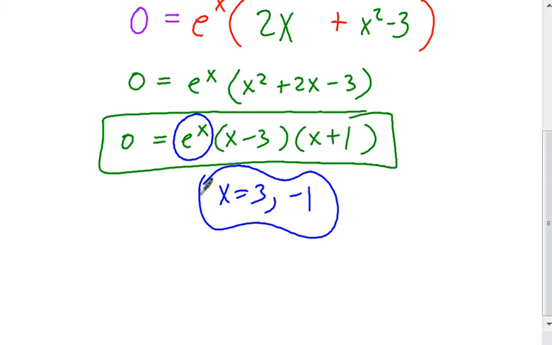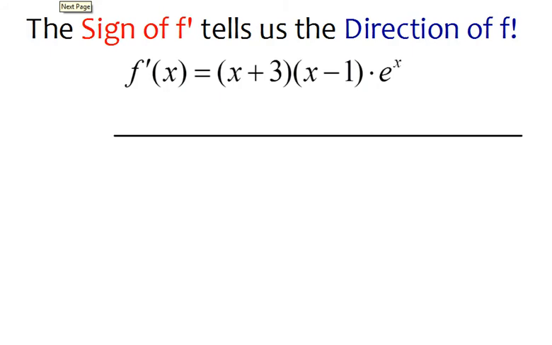Now it's time to figure out what goes on at 3. Is there a local max there? Is there a local min there? What goes on at negative 1? Max, min, flat point? Let's find out. This is where the first derivative test comes into play. But first we're going to make a sign chart in which we'll organize the important inputs. Okay, critical numbers are negative 3 and 1.